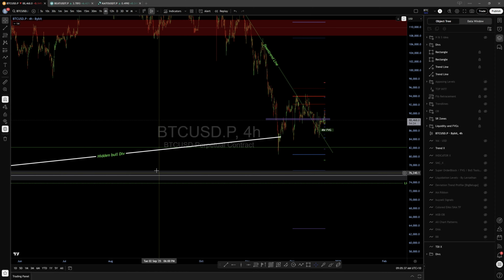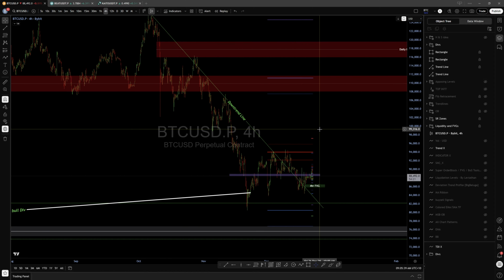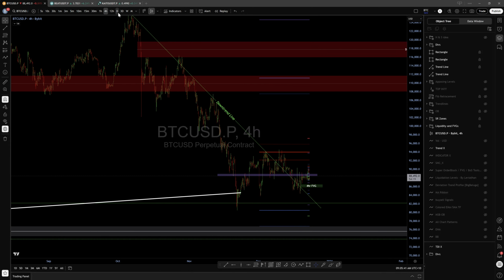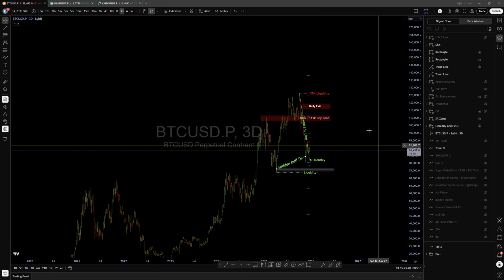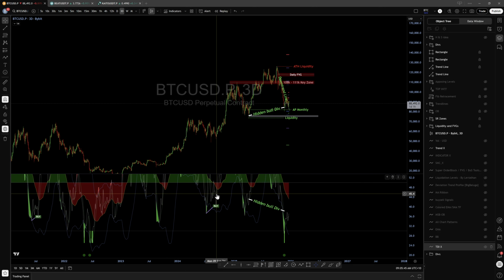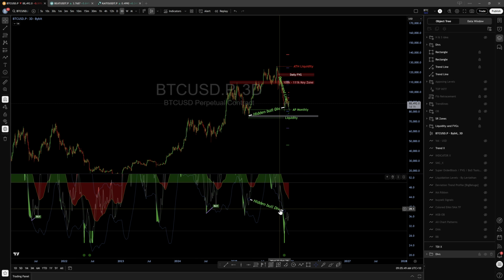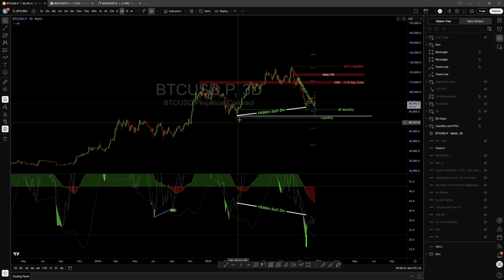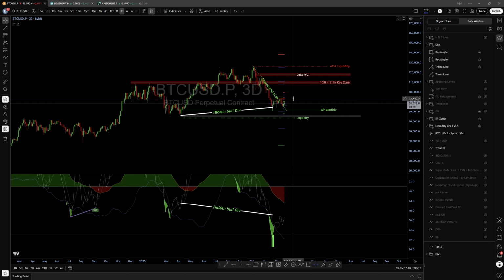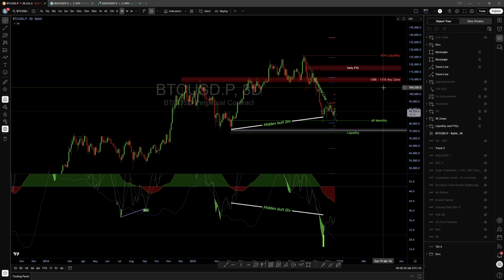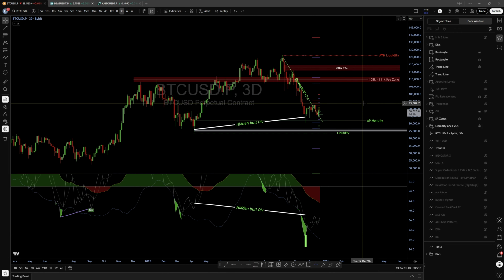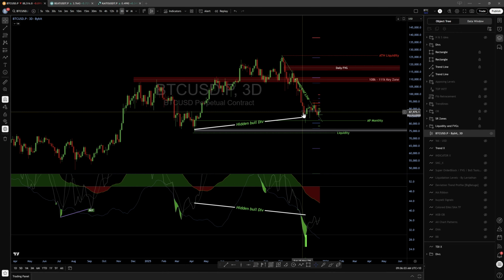But it does have the hidden bull, and that's also on the 3-day too. So it's on the daily and on a 3-day. And look at that, the oscillator is so much lower than the previous low on the oscillator, but price is higher. So this is a very strong hidden bullish divergence, and it's had some time to stay here and show that it doesn't want to go down.